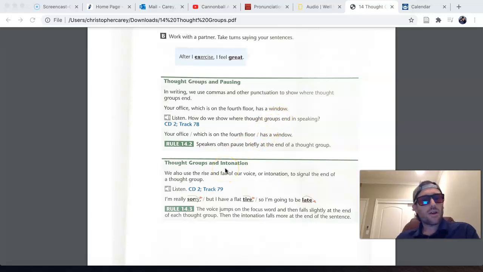Another way that we identify thought groups is with intonation. And we looked at that last chapter, rising intonation, right? When we ask yes or no questions. Are you okay? How are you doing? How are you doing actually wouldn't be a yes or no question, forgive me. That's a WH question, right? Where we have falling intonation at the very end. But intonation is also useful when we pronounce thought groups.